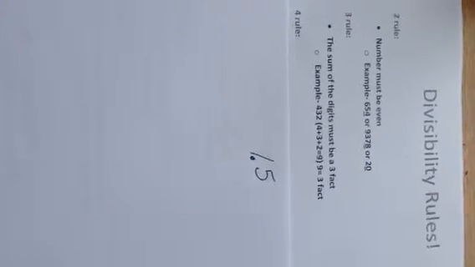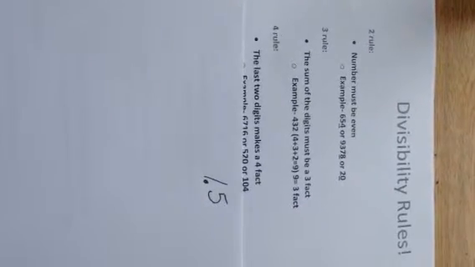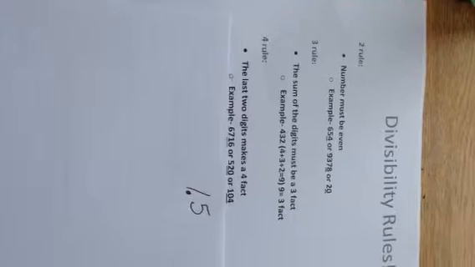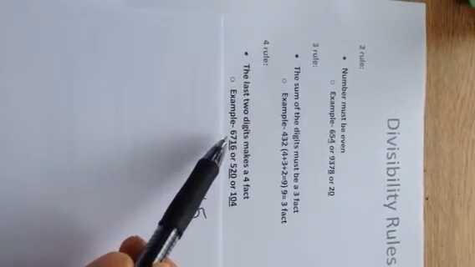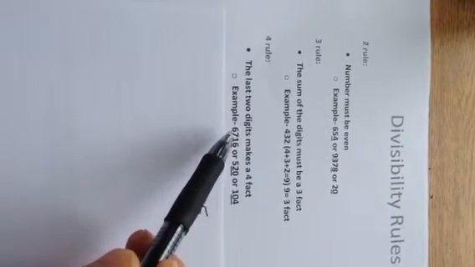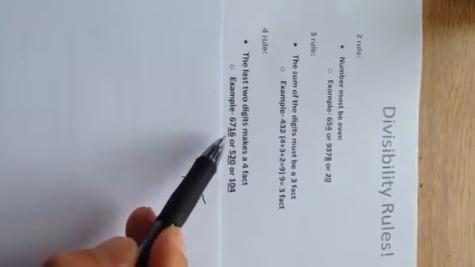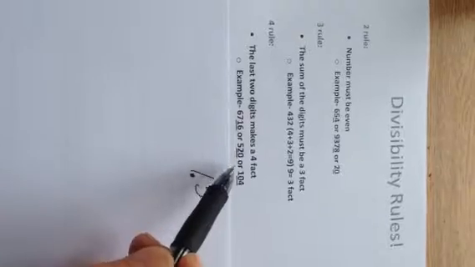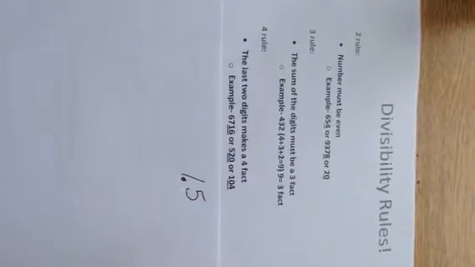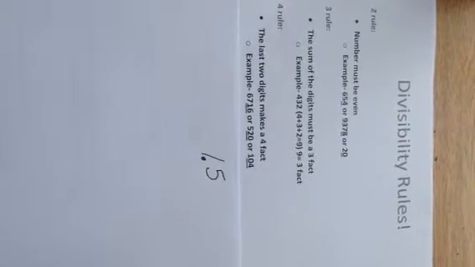The 4 rule. For the 4 rule, we're really worried about the last 2 digits. It states the last 2 digits make a 4 fact. And here's an example. This number is 6,716. We don't really care too much about the 6 or the 7. We care about the tens place and the ones place. We care that it makes up a 16. We care that there's a 20 at the end of this number, or a 4 at the end of this number. The 4 rule states that the last 2 digits must be divisible by 4.